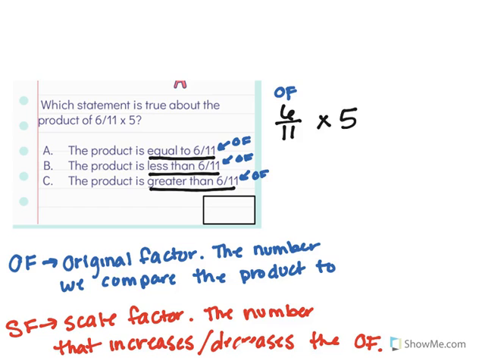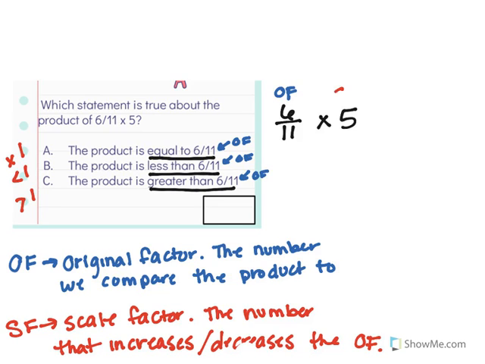Now, if the product is going to be equal to 6/11, then that means we're multiplying by a scale factor equal to 1. Okay? If our product is going to be less than 6/11, then that means we're multiplying by a scale factor less than 1. And if our product is going to be greater than 6/11, then that means we're multiplying by a scale factor that is greater than 1.